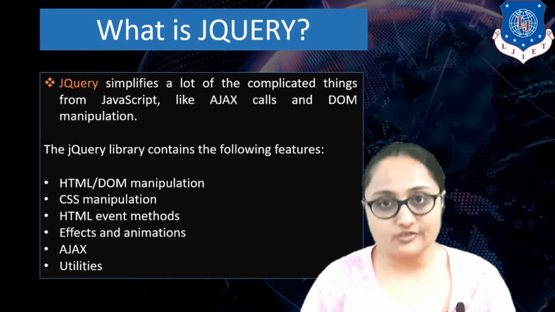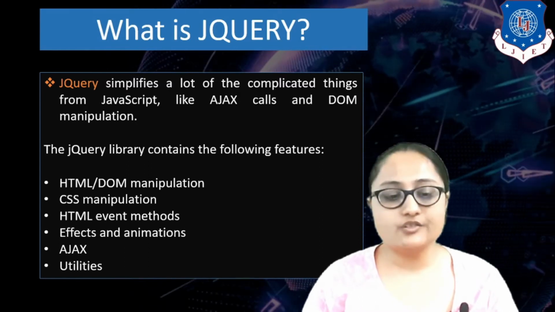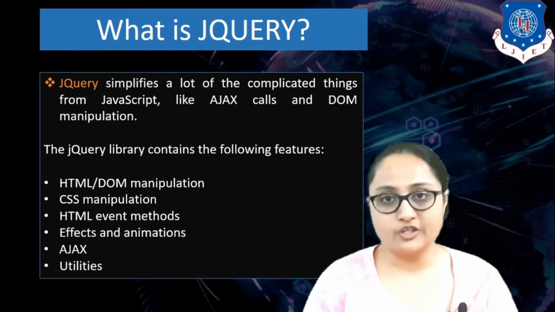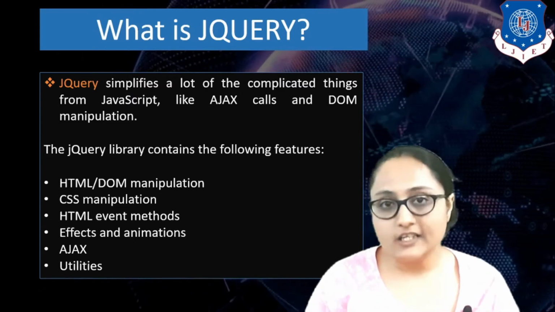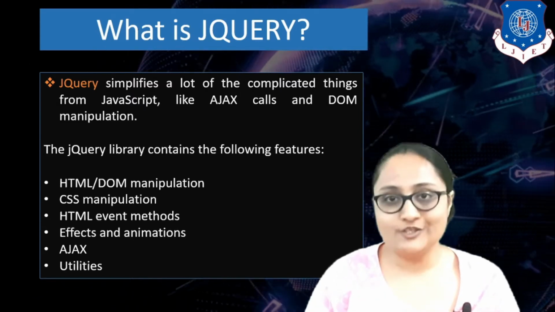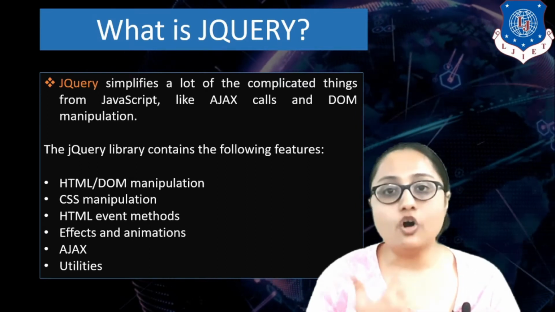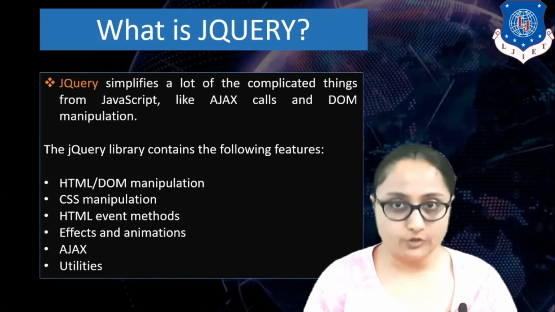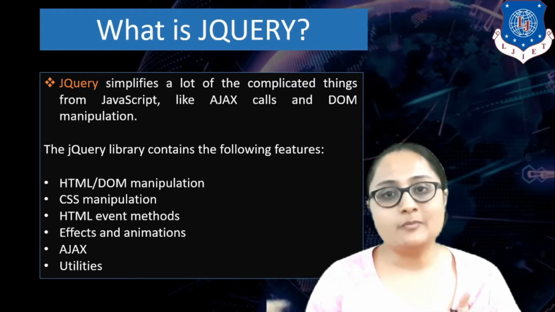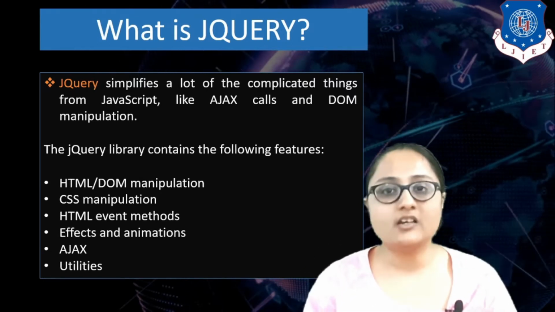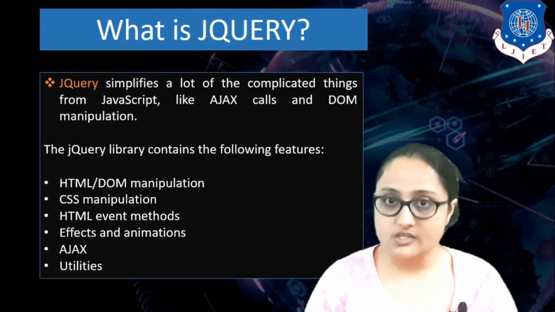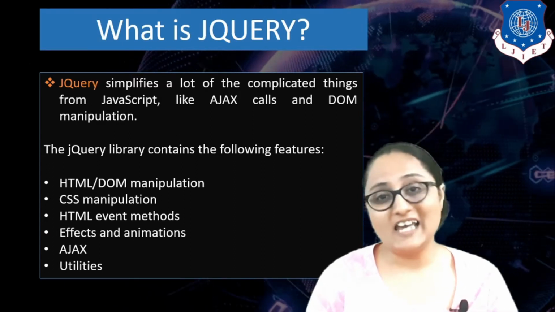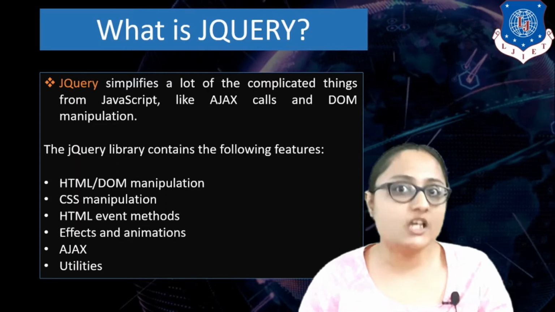Now, I've told you that jQuery makes a lot of complicated things in JavaScript easier. What are the features of jQuery? These are the basic features. It makes DOM manipulation easier. You know what the document object model is. If you are interacting with HTML elements using JavaScript, there is a DOM model involved, and for this DOM manipulation you will use JavaScript code. You write getElementById, getElementsByTagName, getElementsByClassName. These are all functions that you have used in JavaScript for DOM manipulation. This functionality can be made easier using jQuery.